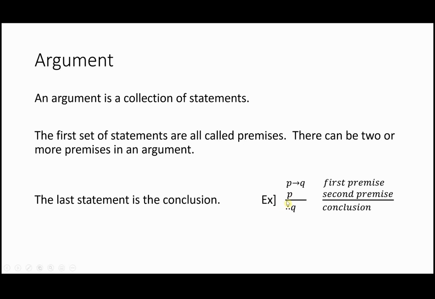The second premise is just statement component P, and then symbolically, when you write down an argument, you traditionally put a horizontal line between the premises and the concluding statement, which in this case is statement component Q, and it is preceded by this triple dot, which is mathematical shorthand for the term therefore. And when you see arguments written out in English, usually, but not always, the last concluding statement is preceded by the word therefore.